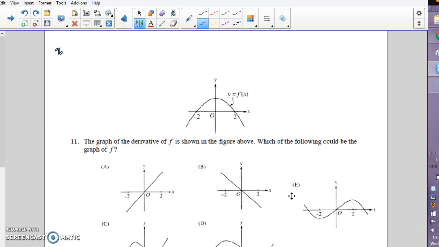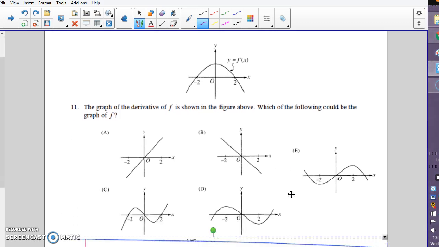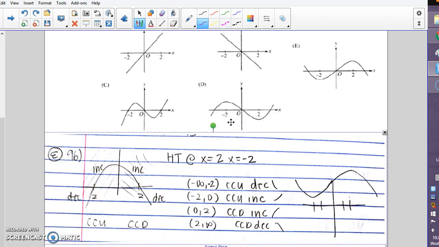This is the graph of the derivative of f as shown above, which is your original. So exactly what I did in the last one. So you have your 2 places, 2 and negative 2, so you're going to have horizontal tangents there. Decreasing, increasing, increasing, decreasing, concave up because it's increasing, concave down because it's decreasing. Kind of get your sketch and go from there. The only one that matches would be good old-fashioned E right here. So you're looking for just kind of the same pattern and shape.